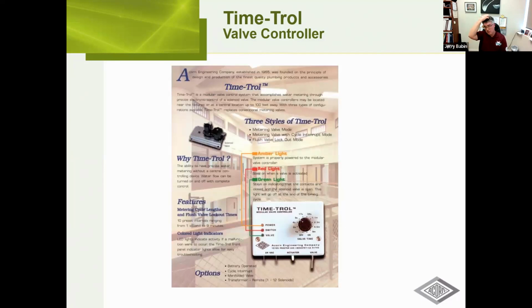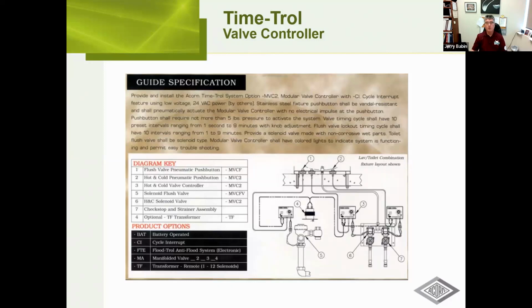Time-Trol is a little less expensive than using Master-Trol, but for every solenoid valve, you're going to have an individual Time-Trol controller. So if you had a lavatory with hot and cold water, you're going to have 2 Time-Trols that would run with that. It gives you 3 different lights: that it's got power, that a switch is activated, and that the valve is working. Again, just giving you a view if it was used with a combi. Your hot and cold water would have a controller, and your flush valve would have a controller as well.